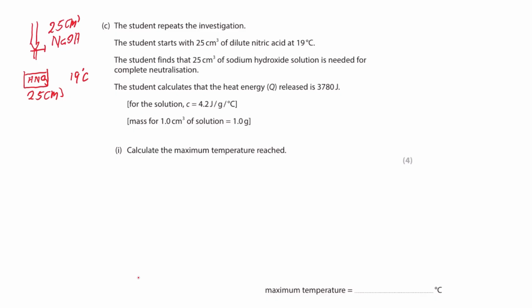The student calculated the heat energy released, Q, equals 3780 joules. The specific heat capacity of the solution is given, and the density of the solution is also given. Calculate the maximum temperature reached. Now they are asking for the maximum temperature reached. You know this equation, Q equals mc delta T. Q means heat energy. Do you have heat energy with you? Yes, I do.